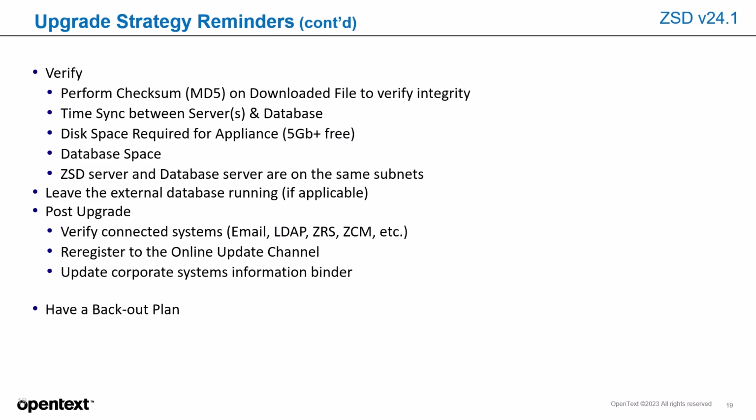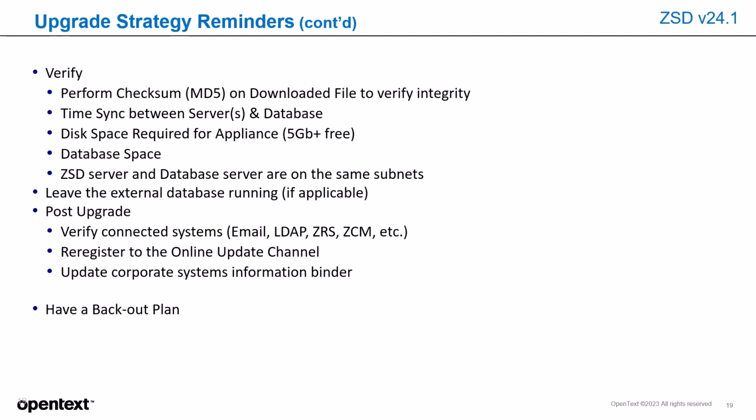All right, some other strategy reminders is verify these things, like performing the checksum anytime you download a file for integrity, time sync between servers and the database, disk space required for the appliance before the migration. You need to make sure you have 5 GB free. Database space, making sure you maintain database space so it can grow. ZSD server and database server are on the same subnets. And then leave the external database running if applicable when you do this side-by-side migration.